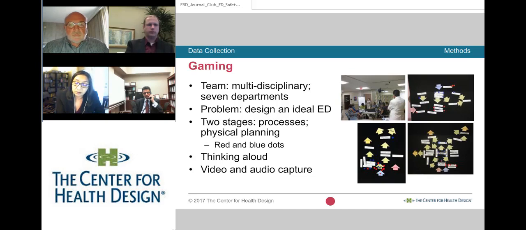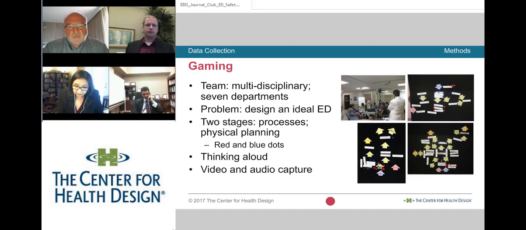They needed to speak aloud their thoughts to the participants. They wanted to let them know why they were placing it, where they were placing it. At the end of each process, we gave each of the participants a blue dot and a red dot.